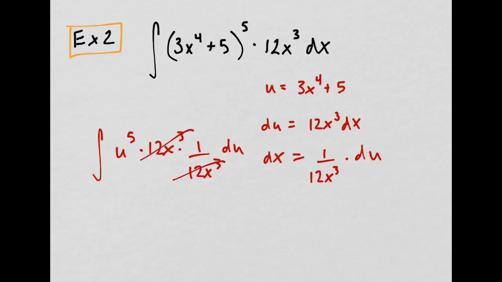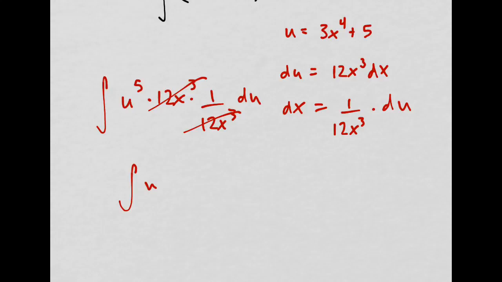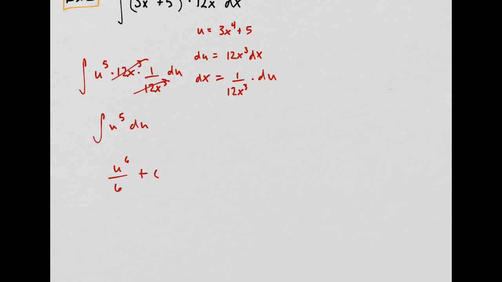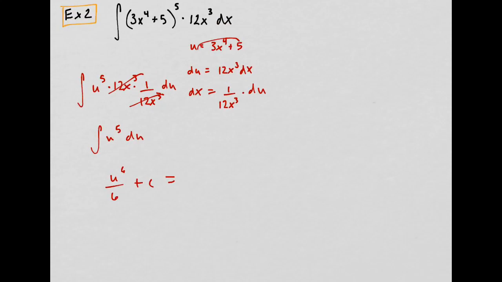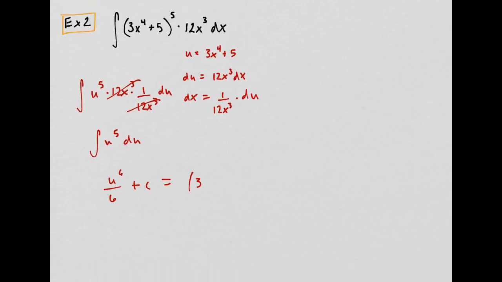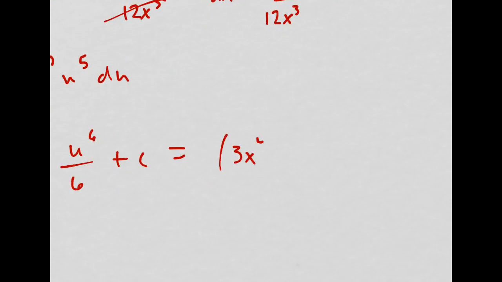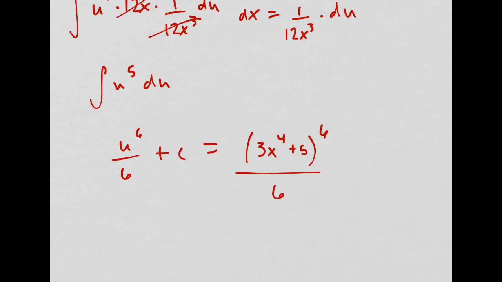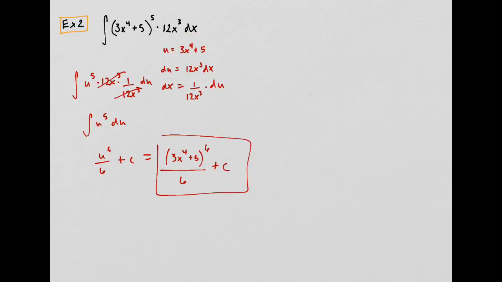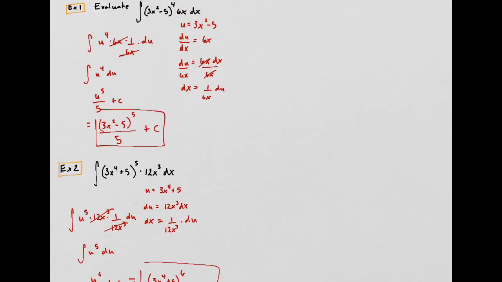Du, that will cancel, and now I only have u's. U to the 5th du, so that's u to the 6th over 6 plus c, and that is equal to, when I substitute back in, 3x to the 4th plus 5 raised to the 6th divided by 6. Remember, that's just u, and this is just u, plus c. There we go.